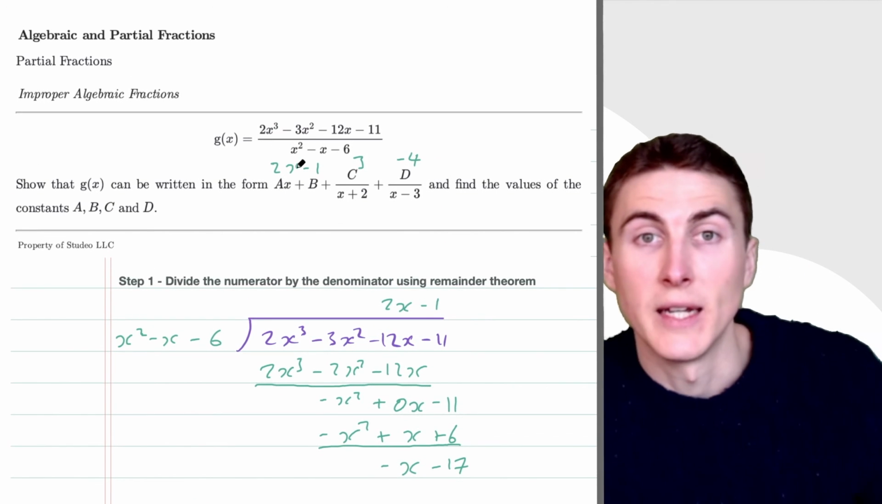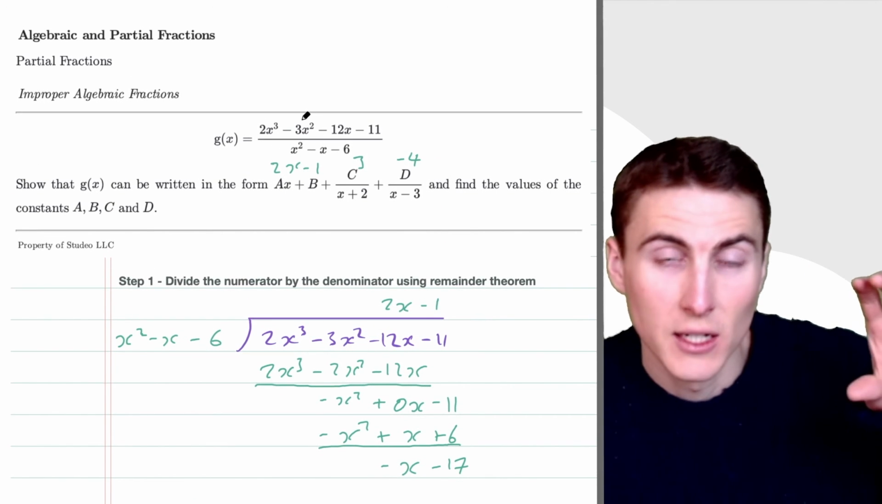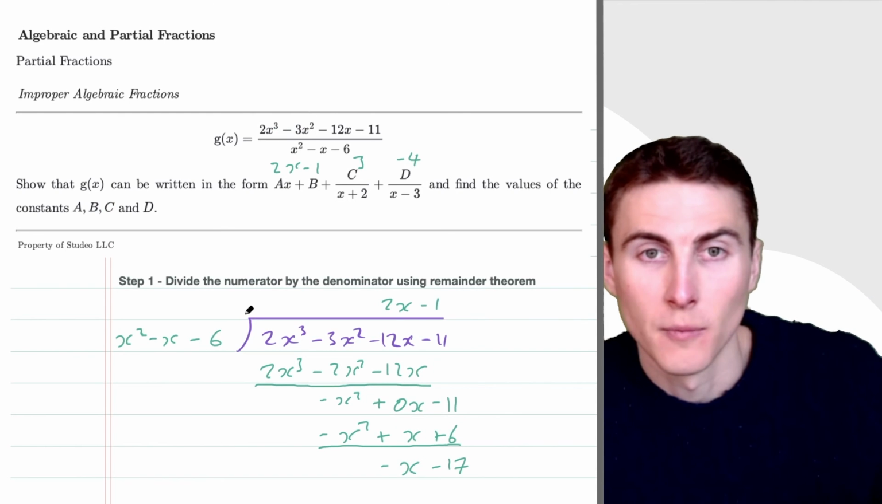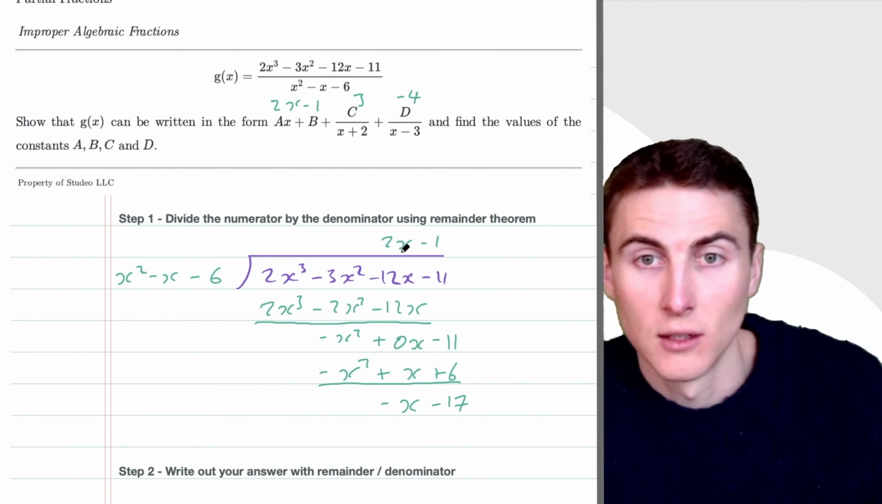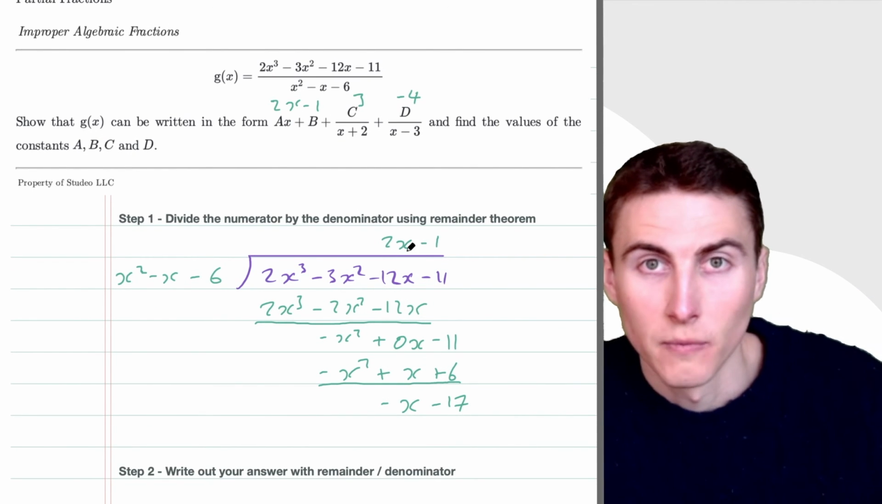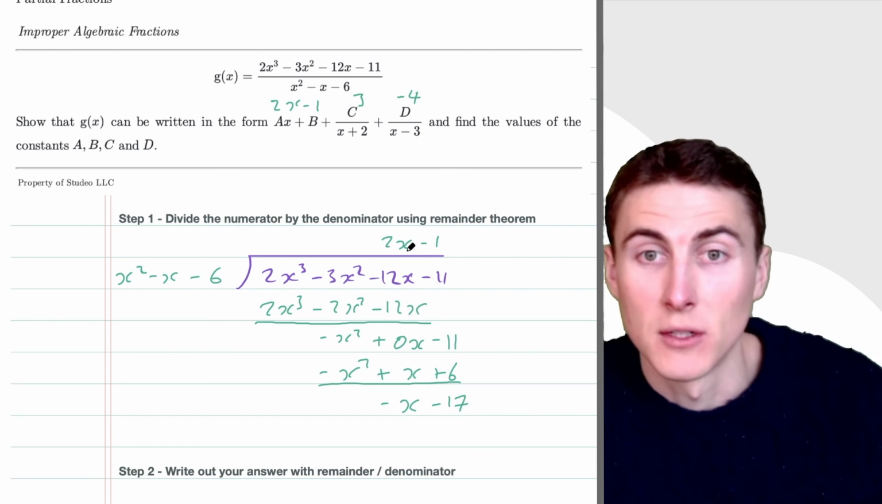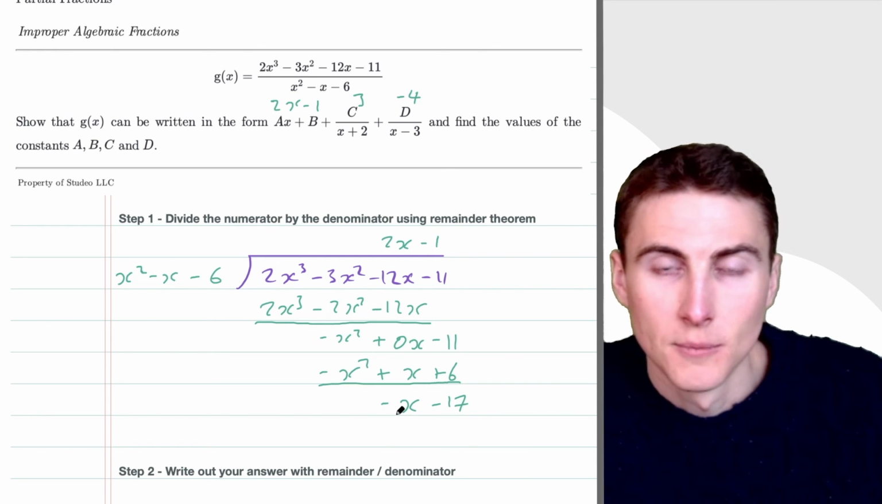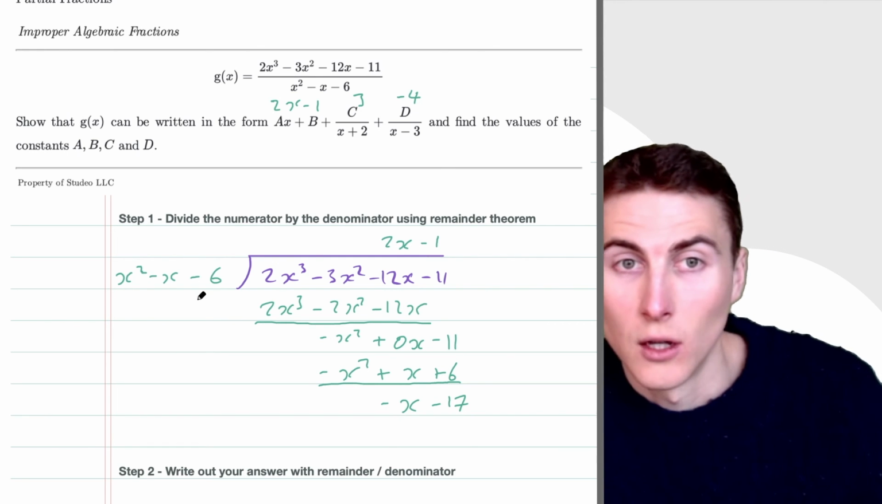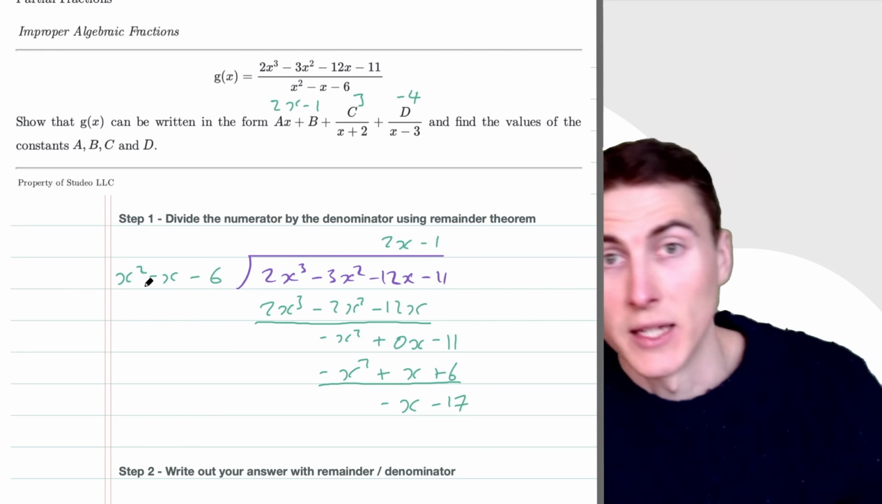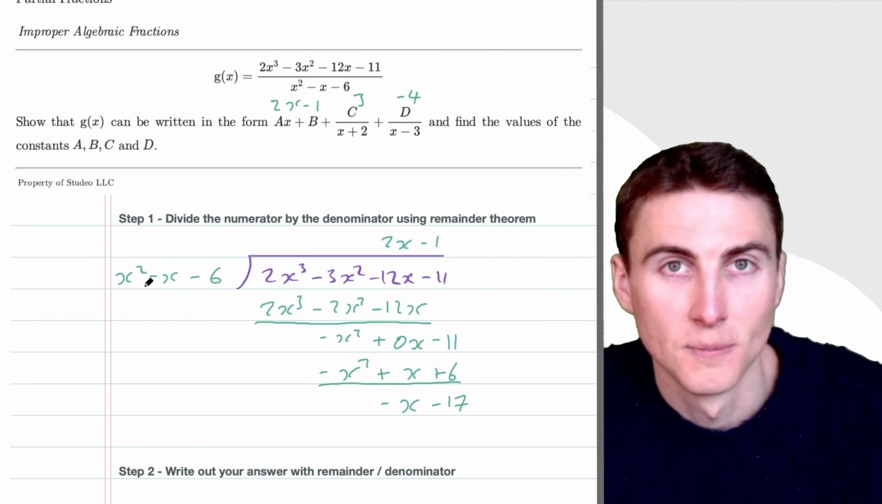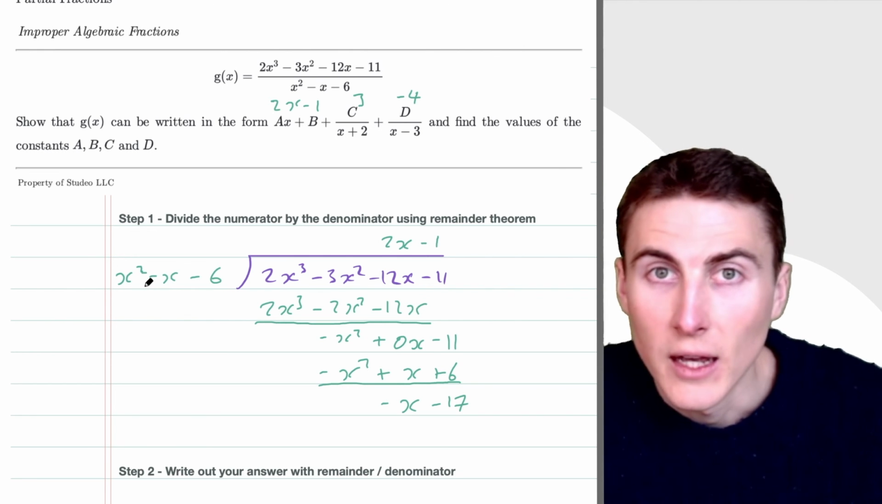But the main thing to remember is you first of all actually divide the numerator by the denominator, and you see what answer you get and what remainder you get. The answer you keep as it is, that bit's done now. But then with the remainder, you need to put that over the same denominator and then split it up using the partial fraction technique.